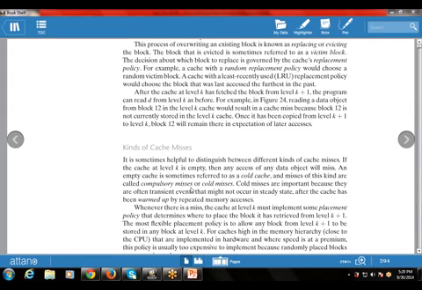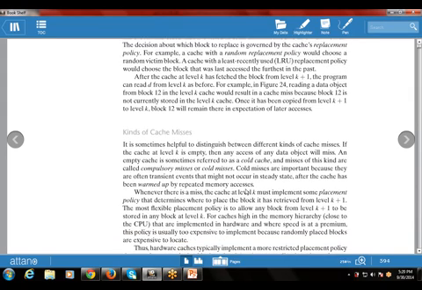This says that kind of cache is a cold cache. That is, if the cache is empty and data is not available in the cache memory, that is known as the cold cache or the cold misses.